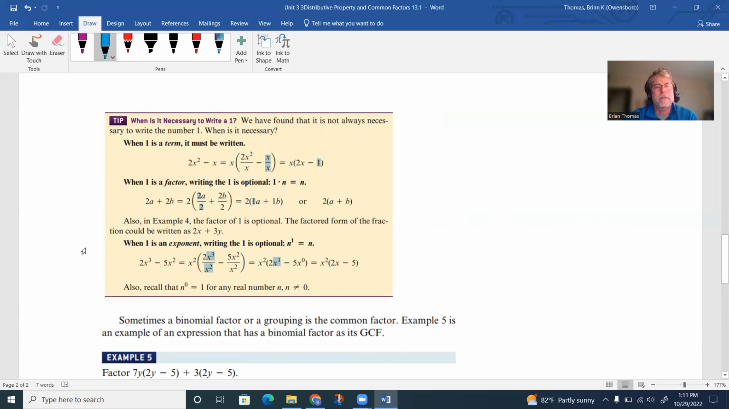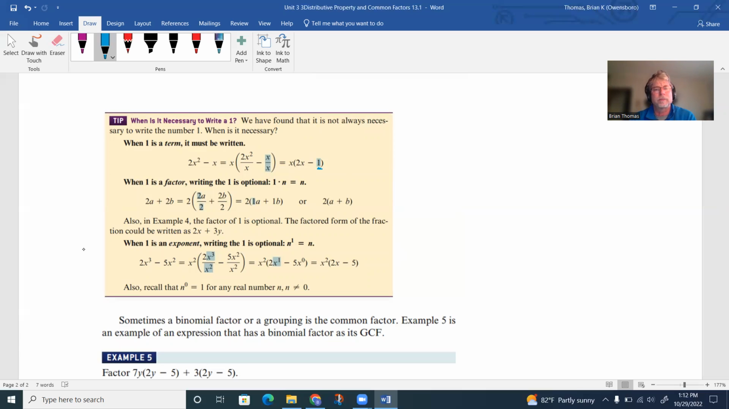So as you kind of notice, when do we use this 1 and when do we leave this 1 off? So when 1 is a term, it must be written. So notice how here x over x divides out, but since it represents a term, we have to keep the 1 in the problem. But notice how if it's a coefficient or a factor of a term, so notice how 2 over 2 becomes this 1a, and this 2 over 2 becomes this 1b. If they become coefficients, we are allowed to drop those 1s. So again, if 1 is a factor, in other words, if it's a coefficient, we drop it.